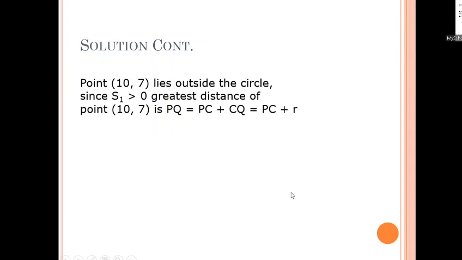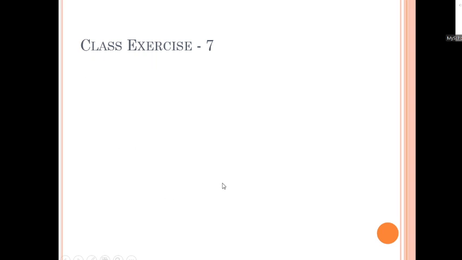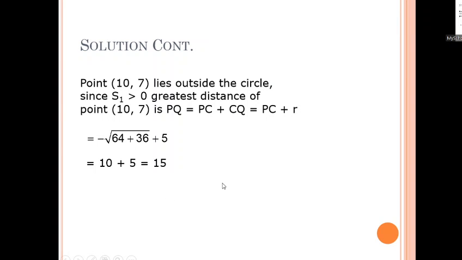So the largest distance is CP plus R. Okay. So 15 is the answer. Sabko aa gaya beta answer? Yes, sir.